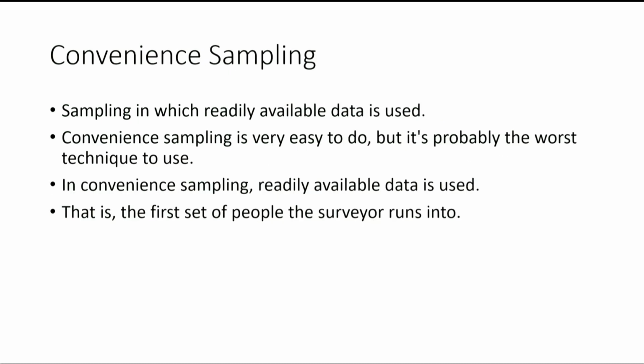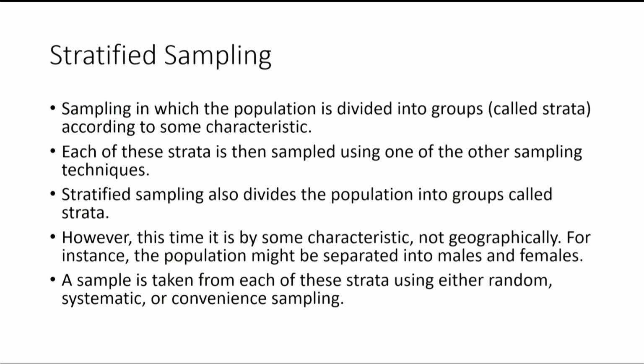Then the next one is convenient sampling. Sampling in which readily available data is used. That is why we call it convenience. You don't need to do much, you don't need to put in more effort. Just use the data that is available. Convenience sampling is very easy to do, but it is probably the worst technique to use. In convenience sampling, readily available data is used. That is the first set of people the surveyor runs into. So you don't need to run around. Just the people you see, you make use of them and move forward.